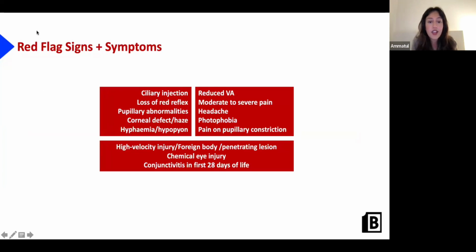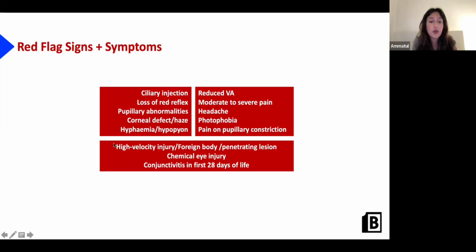So some red flag signs and symptoms. Symptoms may include reduced visual acuity, moderate to severe pain, headache, photophobia, and pain on pupillary constriction. Signs may include ciliary injection, loss of red reflex, pupillary abnormalities, corneal defects or haze, hyphema, which is blood in the anterior chamber, or hypopyon, which is a collection of fluid in the anterior chamber.